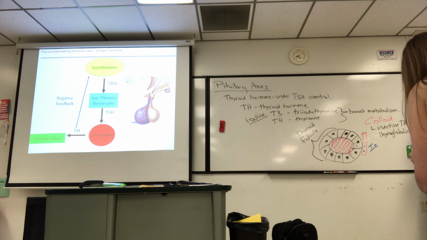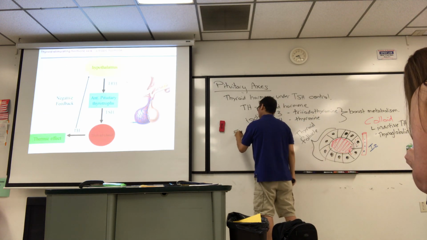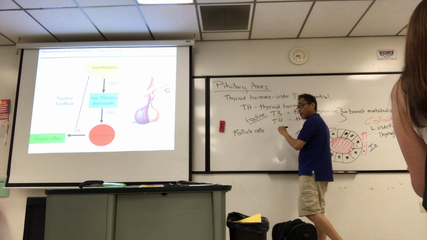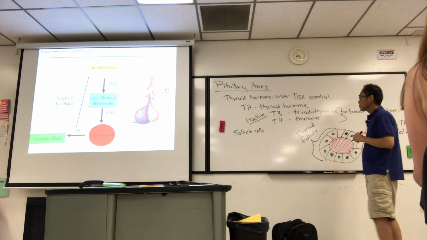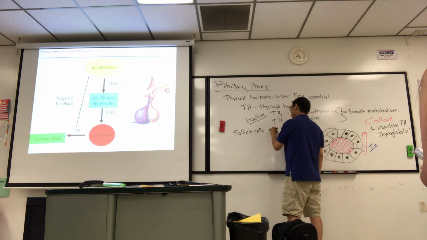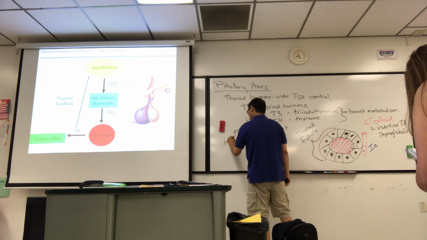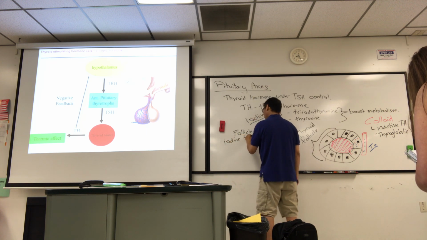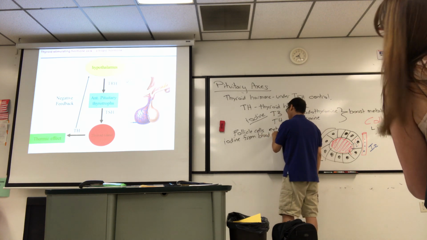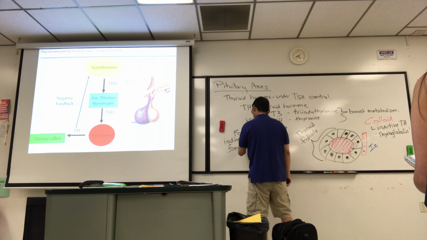Okay, so let me write that down. Right, it's the follicle cells. So they get the iodine from the blood, and then it mixes with the thyroglobulin? You got it. Follicle cells extract iodine from blood and form T3, T4.